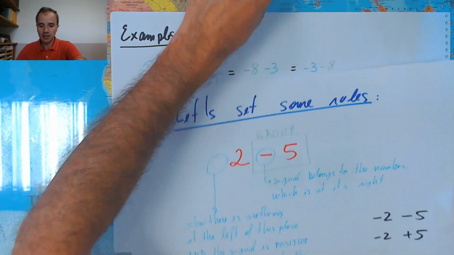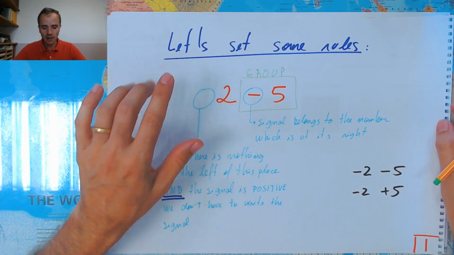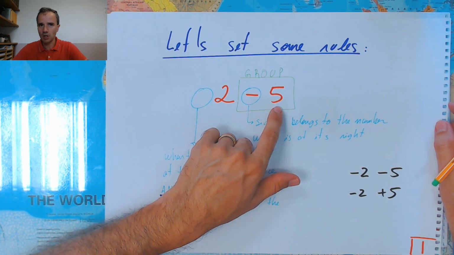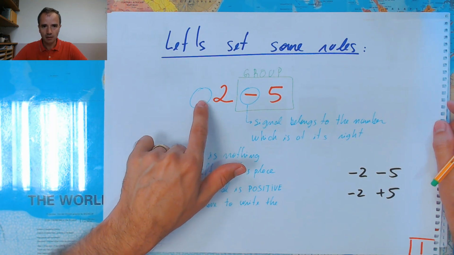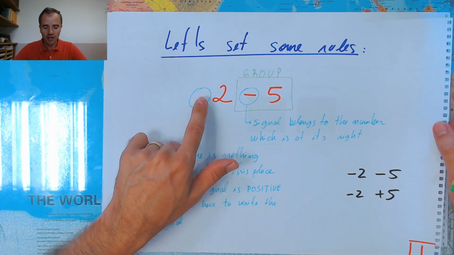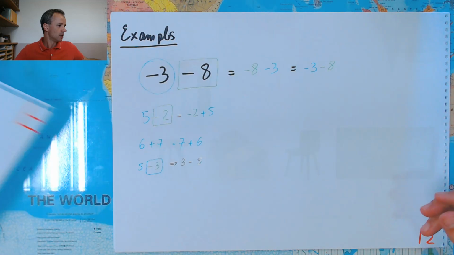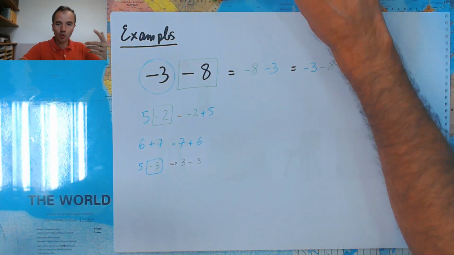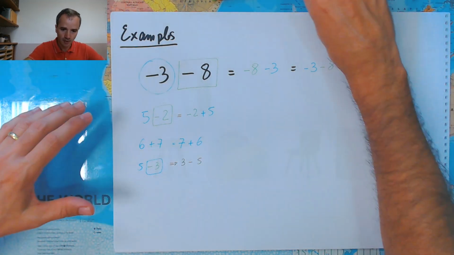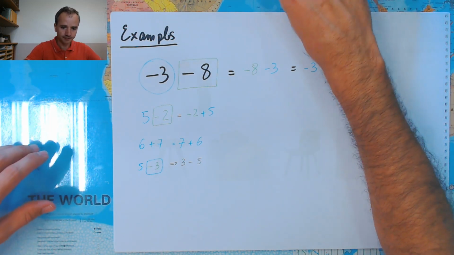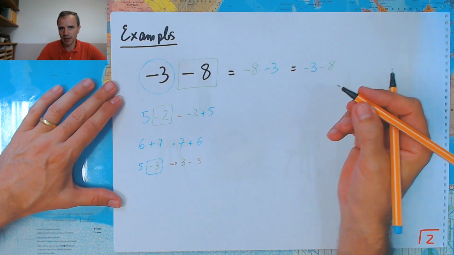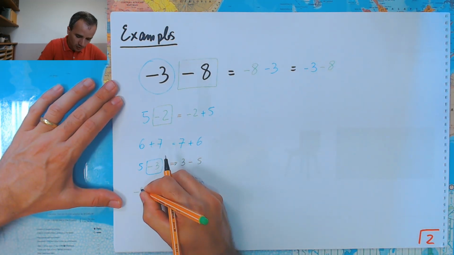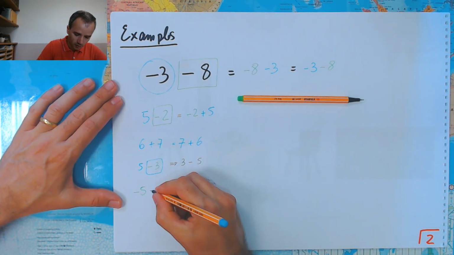Okay, let's just establish some rules in here, okay? The signal belongs to the number, okay? And this number has also a signal. If it's positive, we don't have to write it. Because if you think in this way, you can switch wherever you want. Now, let's take another example in here. Minus 5, the negative is always going to be green, okay? Minus 5 plus 4.